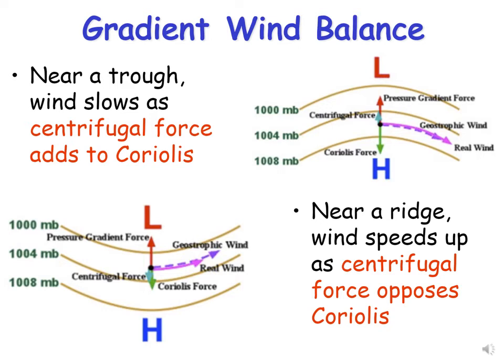However, around a high pressure, the centrifugal force is in the same direction as the pressure gradient, and as a result, the wind is going to have to be stronger than the geostrophic wind in order to compensate, so that you have a Coriolis force that will balance both of those forces. And so near the ridge, the wind is going to speed up, and the wind will be a little bit faster than geostrophic. The gradient wind is still parallel to the isobars. It's just either stronger or weaker than the geostrophic wind, depending upon whether or not it's rotating around a low pressure zone or around a high pressure zone.